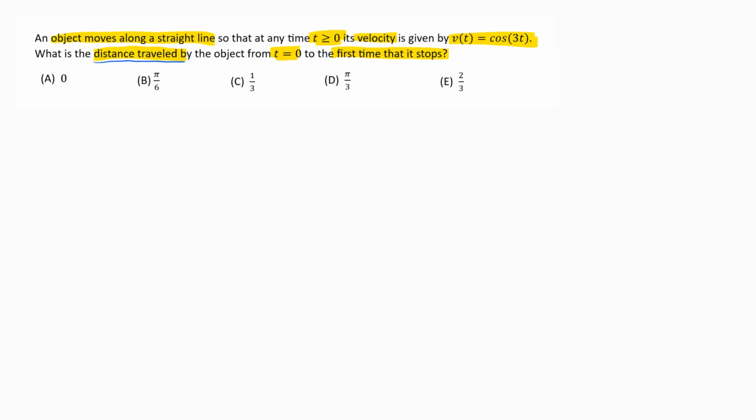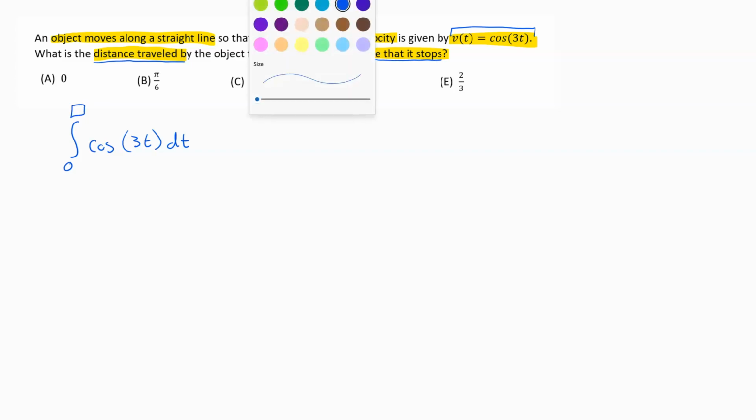When we go to find distance traveled, it is going to be an integral setup. To get the distance traveled, we're going to take the integral, the antiderivative, of our velocity equation. So we're going to take the antiderivative of the cosine of 3t dt. But we need bounds on it because we're looking to get a number out here. Well, we know the lower bound is 0. We're starting from that point, and then they want to know when it first stops. That's going to be the upper bound. Well, how do we figure that out?